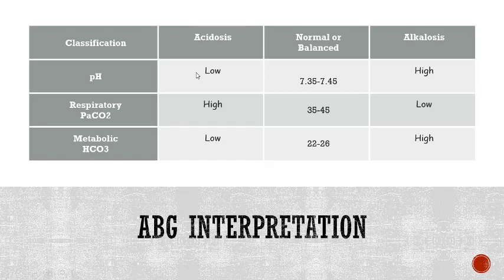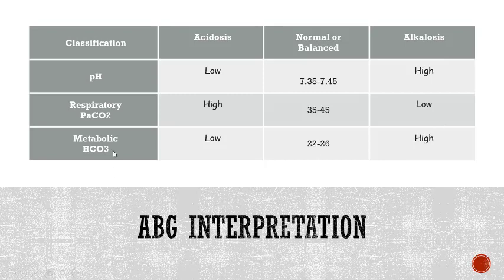pH, if it's low, it's an acidosis. 7.35 to 7.45 is normal. If it's higher than 7.45, it's alkalosis. Respiratory PaCO2, if you have a high PaCO2, you have a high acid, so acidosis. The normal is 35 to 45. If you have a low PaCO2, then you have an alkalosis because you have a low acid.